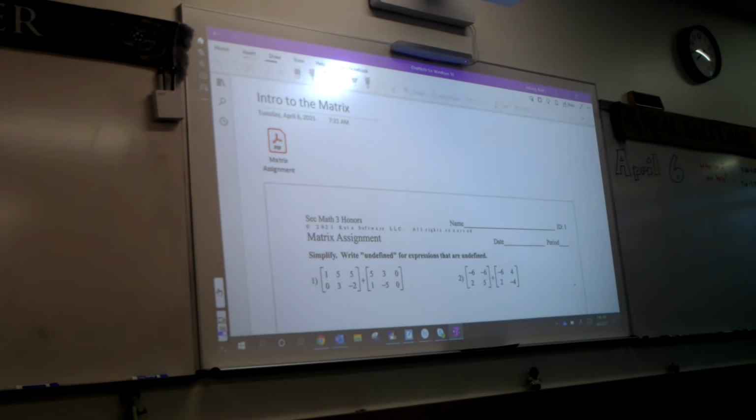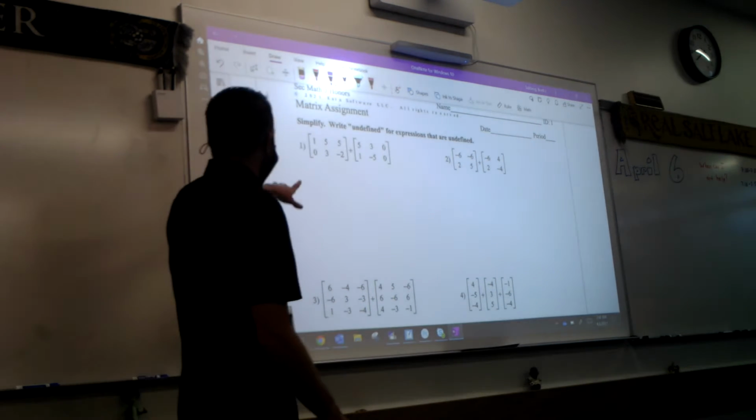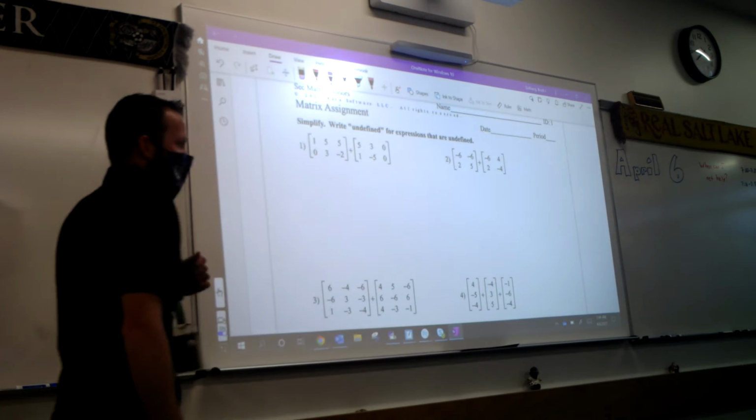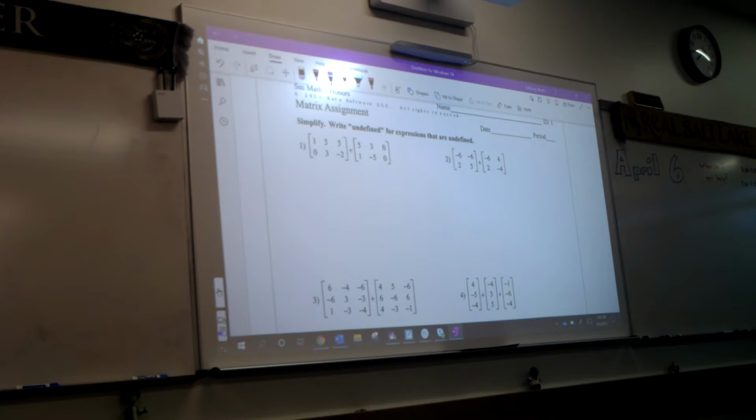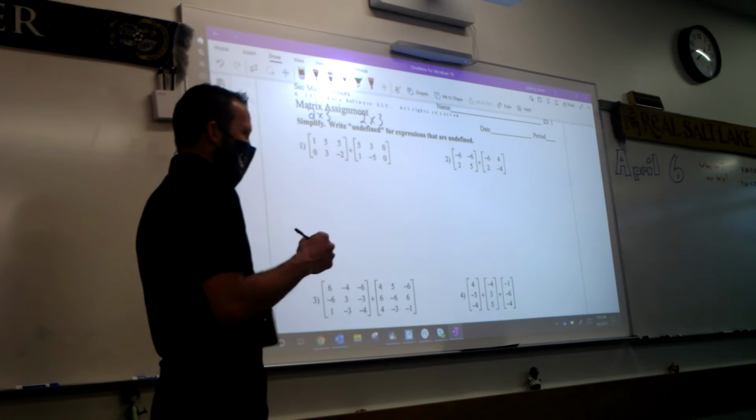So here's what your assignment looks like, and let's do number 1. So to start us off, Brindley, what is the size of this first matrix, or the order of that first matrix? Good, what about the second one? So are they the same size? Yes, so then we can add, okay?